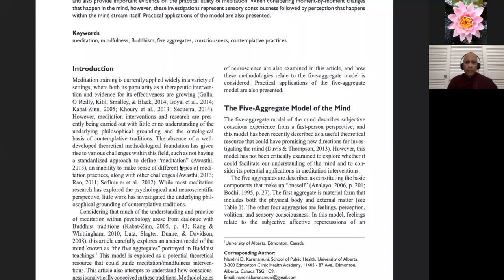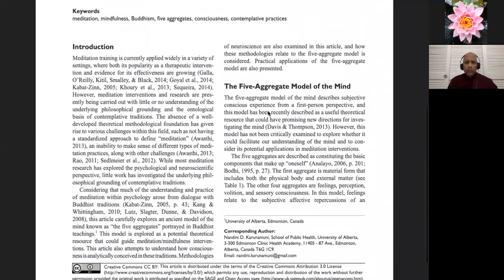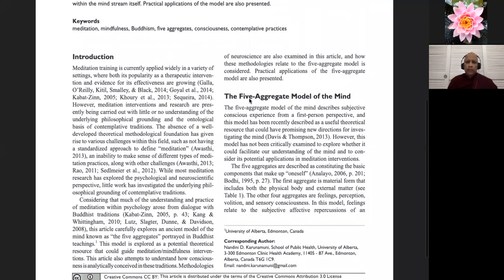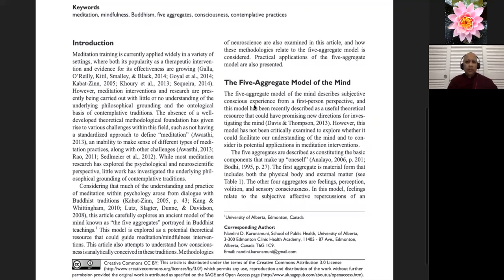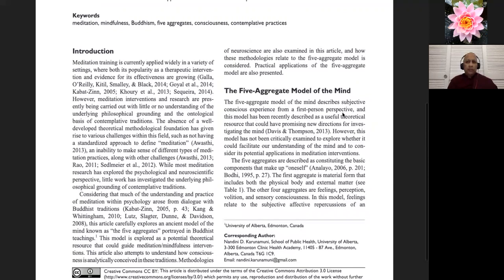So let's go through the 5 aggregates model of the mind. The 5 aggregates, again, the rupa, that is the physical body, and in association with the physical body exists the mental part of it. So the 5 aggregates model of the mind describes subject to conscious experience from a first person perspective. And this is actually a conclusive statement.